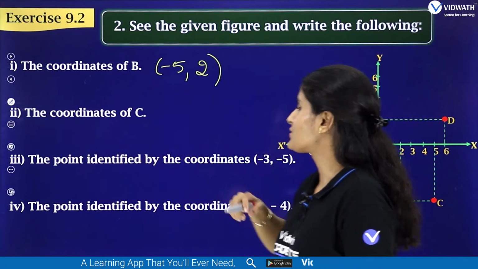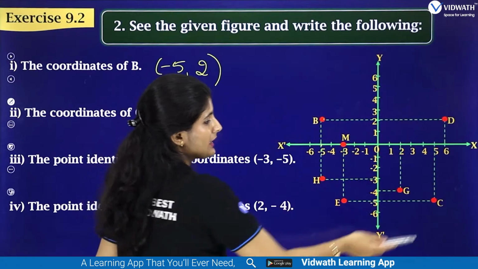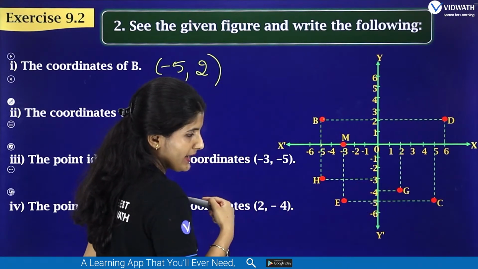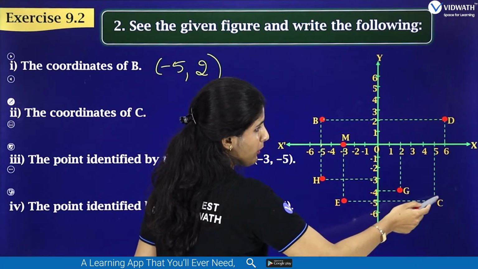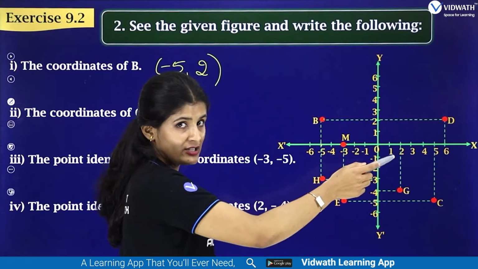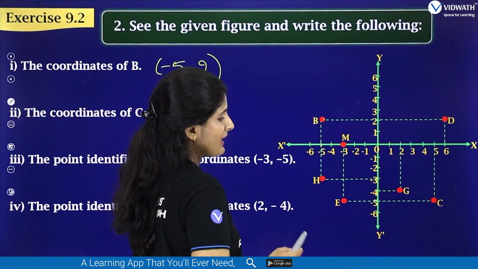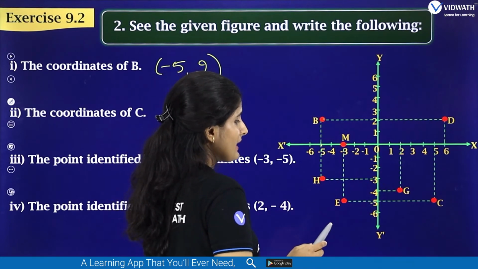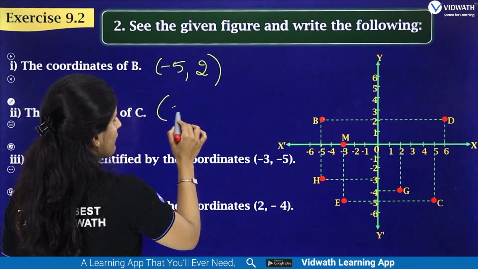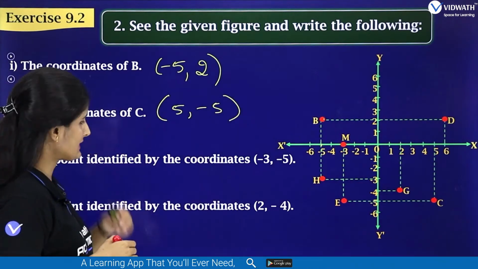What are the coordinates of C? We can notice the point C here. From C, perpendiculars are drawn to the x-axis as well as the y-axis. The perpendicular from the point to the x-axis meets the x-axis at the point 5, which becomes the x-coordinate. The perpendicular from the point to the y-axis meets the y-axis at the point -5, which becomes the y-coordinate. So, we have (5, -5), which are the coordinates of the point C.